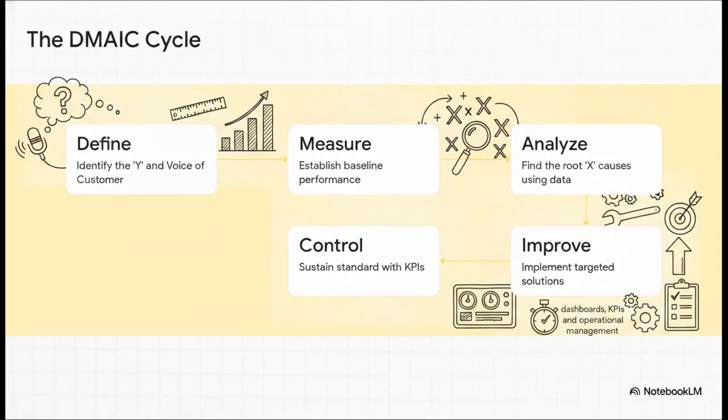Let's walk through these steps briskly. First, define. What is the precise why, the output we want to improve based on the voice of the customer? Second, measure. We have to establish our baseline performance and mathematically prove our data is valid. Third, analyze. This is where we put on our detective hats. Because the output Y is a function of the inputs X plus a margin of error, we have to find those root X causes. We lean entirely on data here.